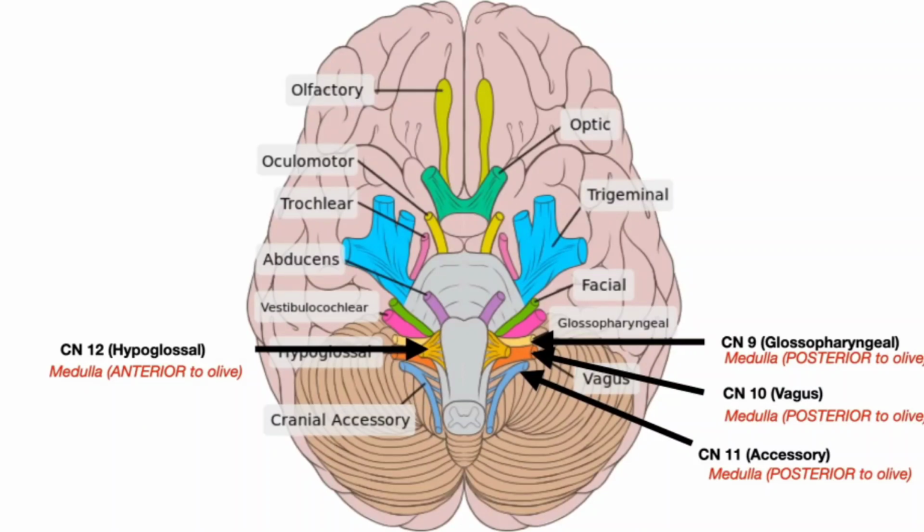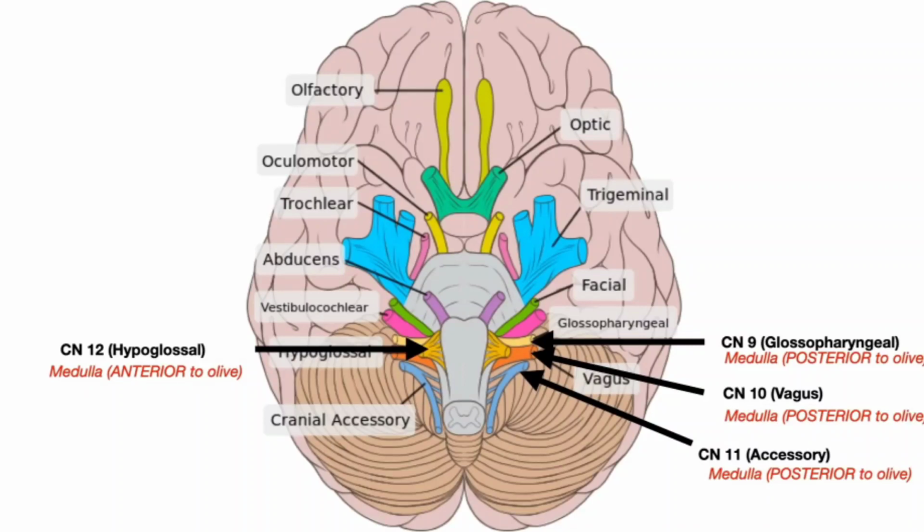These arise from the medulla, posterior to the olive: 9, 10, 11. These three nerves arise from the medulla. But on the first image, where I have shown you an olive, these three nerves arise from the posterior part of the olive. As far as cranial nerve 12 is concerned, the hypoglossal nerve, it also arises from the medulla, but from anterior to the olive.